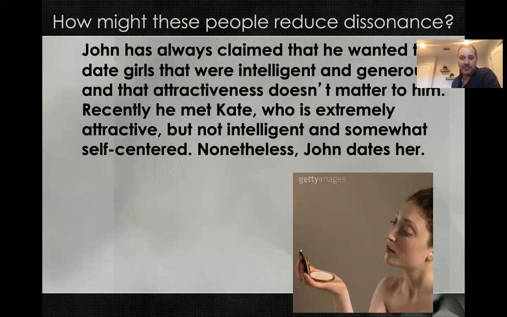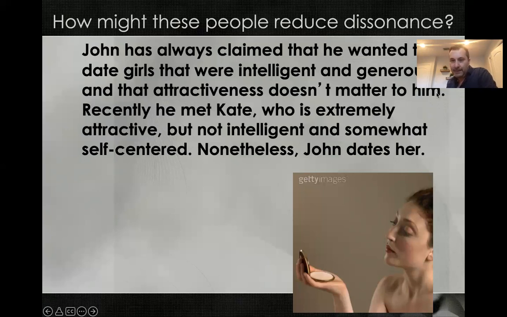Nonetheless, John dates her. So imagine you're friends with John and he starts dating this woman who, although attractive, is not intelligent and self-centered. And you call him out for his past statements where he says that that's exactly the type of woman he wouldn't date. That should produce some cognitive dissonance, right? He's got an attitude, which is that I don't date this type of woman, and he's got a behavior, which is I am dating this type of woman. If that creates cognitive dissonance, how might he reduce that cognitive dissonance?